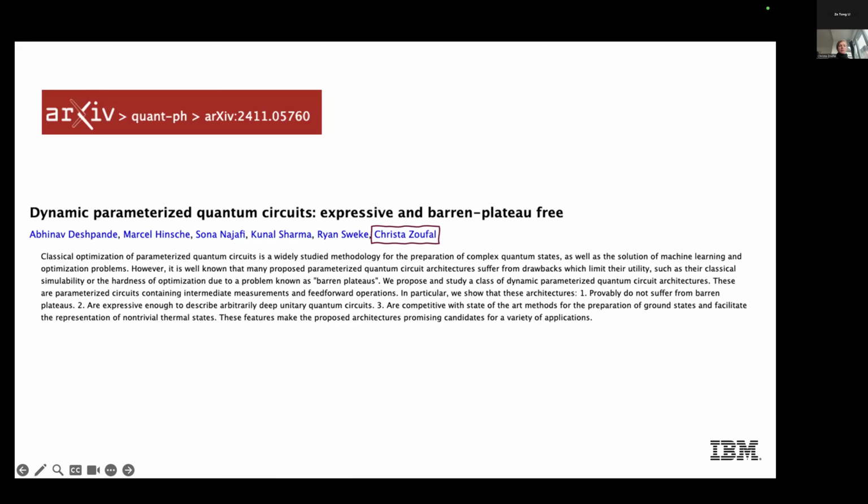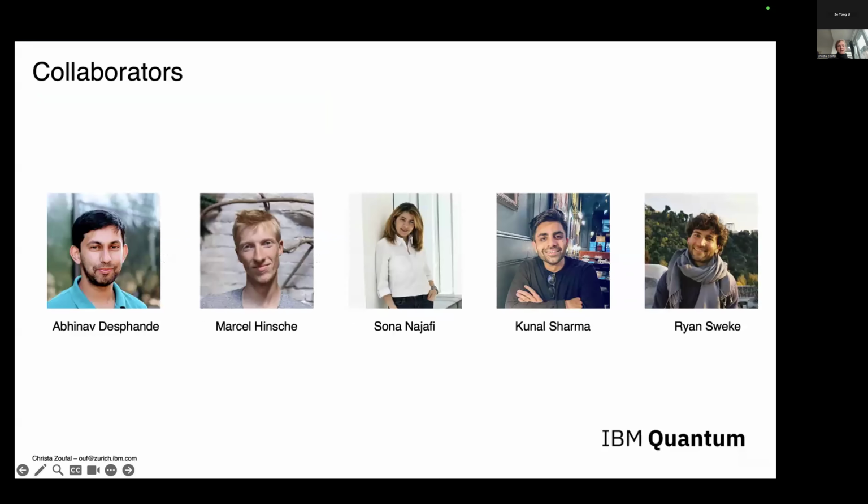So this work is based on a paper that we've put on the archive last year. If you're interested, we're still in the process of getting it into the journal. But if you're interested in more of the details and also the derivations of the respective bounds that I'm going to show you later, this is where you can find it. And of course, a big thank you to all of my collaborators, specifically Abhinav, who's put so much work and so much of his genius and mind into this work.